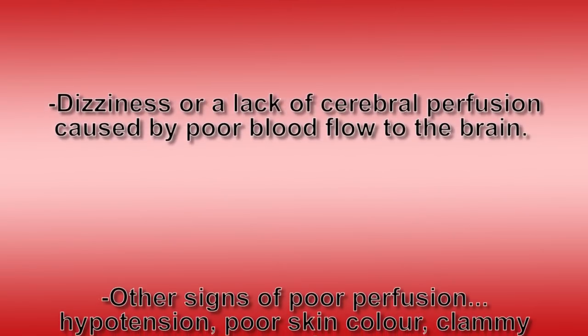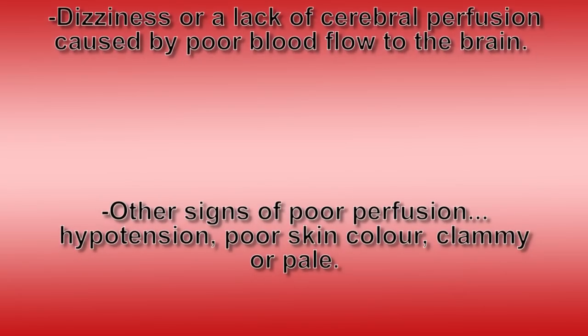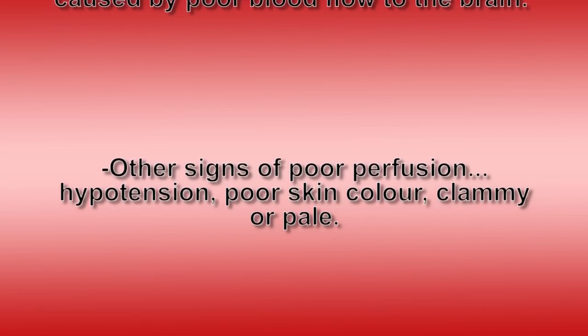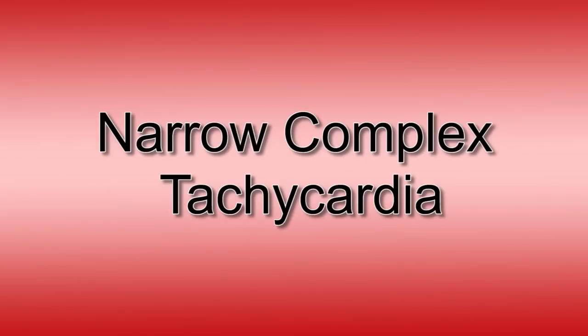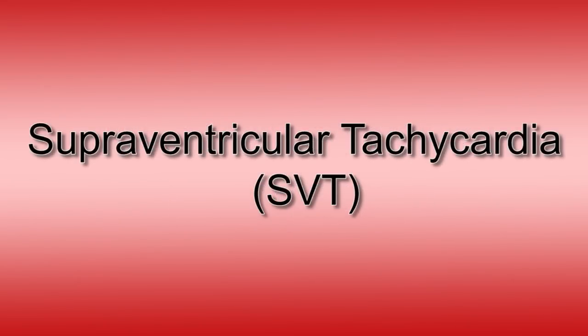The patient may have had a syncope. Other signs of poor perfusion include hypotension, poor skin colour, clammy or pale. In this video, our focus is discussing the narrow complex tachycardia, and in particular, the supraventricular tachycardia, also called SVT.